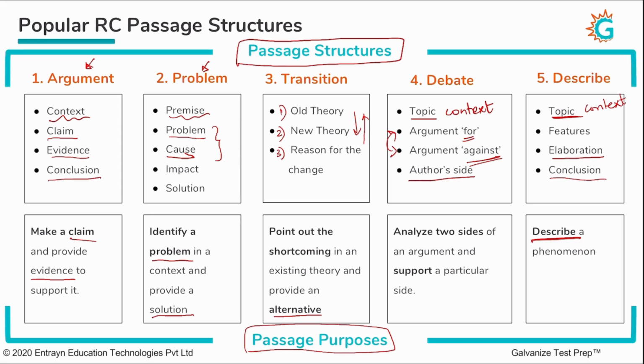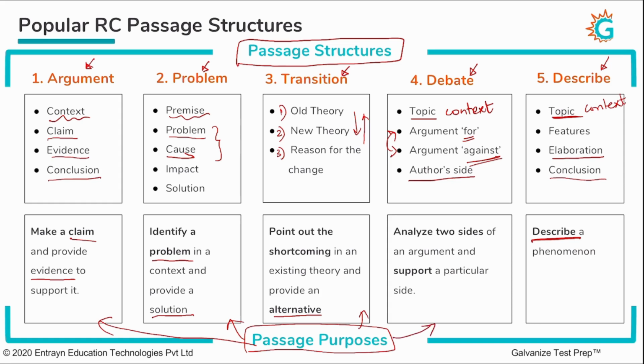So these are 5 different types of passage structures that are common on the GRE: the argument, the problem, the transition, the debate, and describe. Now, all of these 5 are associated with their own passage purpose as well. For example, the purpose of an argument passage is to make a claim and come to a conclusion, right? Similarly, a problem passage has the purpose of pointing out a problem and recommending a solution. The purpose of a transition passage is to come up with a new theory, explain a new theory, and give a reason as to why we must transition or change to this theory.